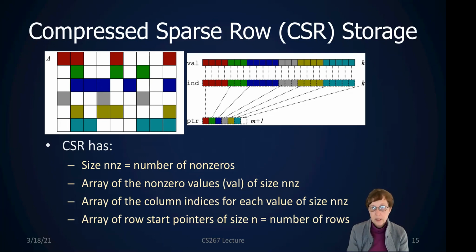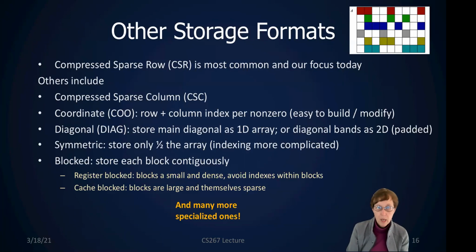And then the last thing is this array that we saw in the previous picture too, which is the row start pointers, or sometimes just called the pointer array, that says where each one of these rows starts in the sparse matrix representation. There are a lot of other storage formats that come up in practice. Compressed sparse row is one of the more common formats, and we're going to mostly focus on that today.